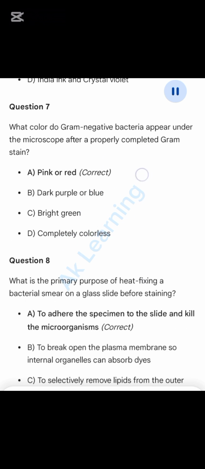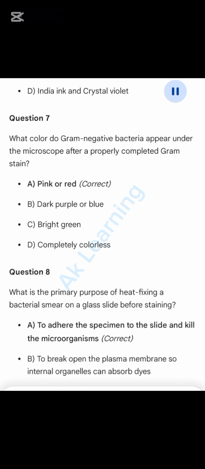Question 7. What color do gram-negative bacteria appear under the microscope after a properly completed gram stain? A. Pink or red. Correct. B. Dark purple or blue. C. Bright green. D. Completely colorless.